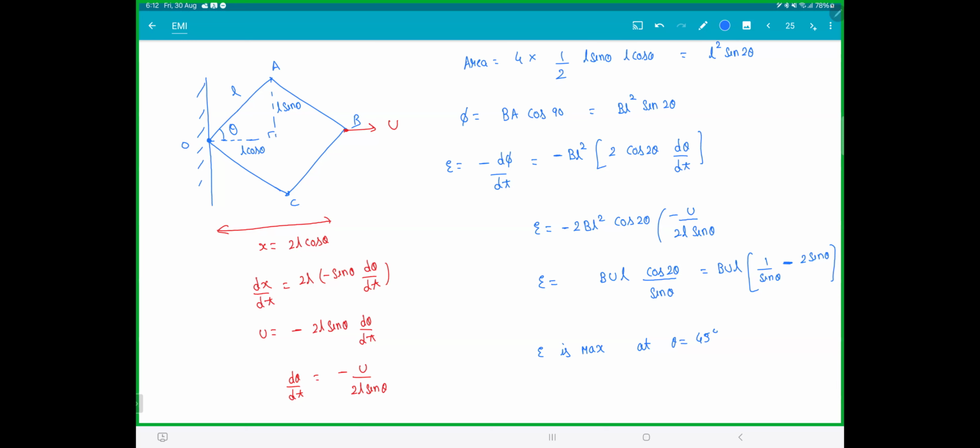Clear? Next one. Any doubts on this? Just, so this part is the mechanics part. Just need this at 2 minutes before going to the next question.